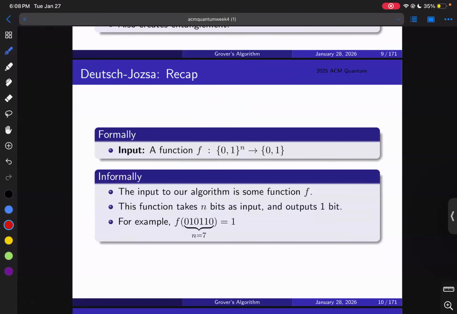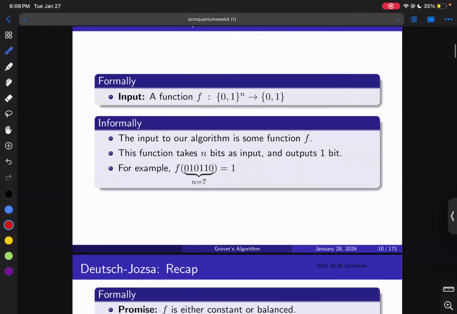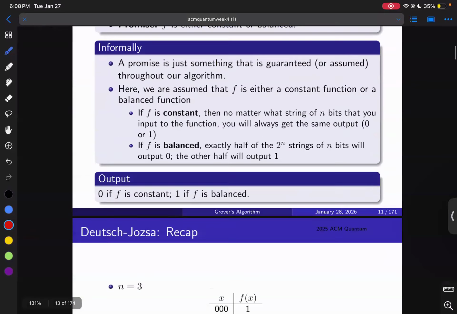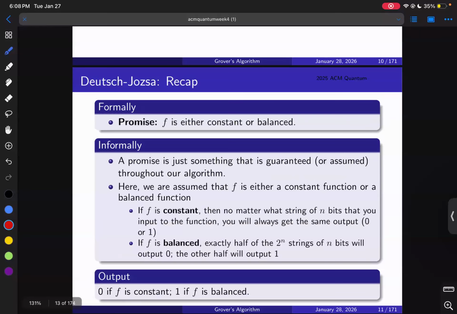Okay. Deutsch-Jozsa, should I just skip this? It's not really relevant. Do you guys want to recap Deutsch-Jozsa? I would skip it. Okay, yeah. But it was basically an application of just using those gates.